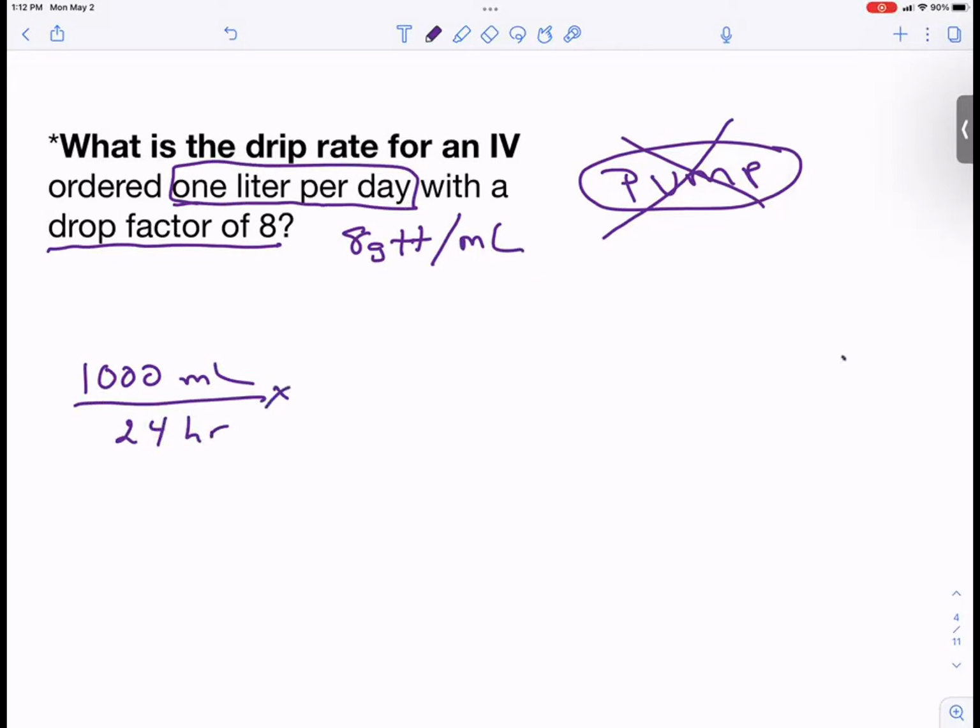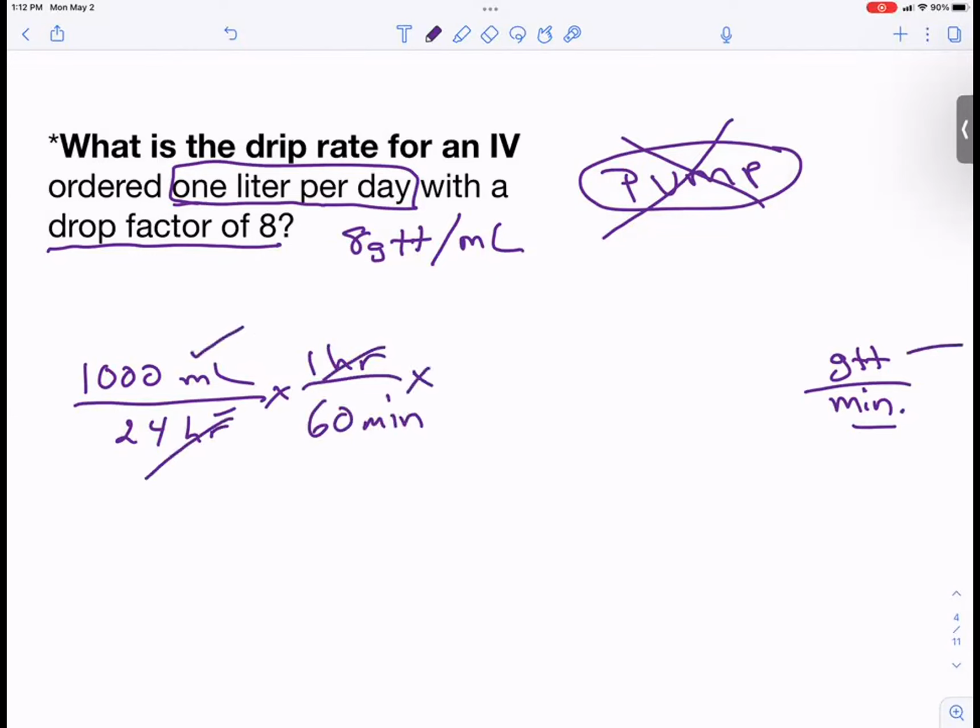I'm solving for what? It's gravity, so I'm solving for drops per minute. So how do I get rid of my hours and get minutes? 1 hour is 60 minutes. That gets rid of my hours. How do I get rid of milliliters and get drops in my numerator? I use my drop factor. 8 drops per milliliter. Oops, sorry. I just crossed out the wrong one. That gets rid of my milliliters.